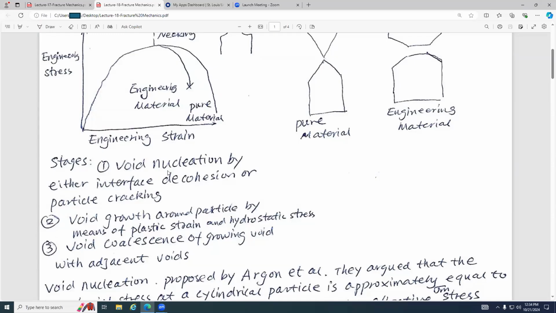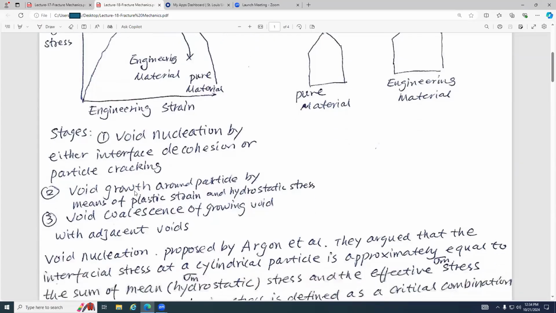Now here, the void, we have some points where voids start first, okay? Then these voids grow bigger and bigger. When the voids grow bigger and bigger, they connect together, the crack becomes a bigger crack. So this is void nucleation. Then the void grows, just like the nuclei grow in solidification.